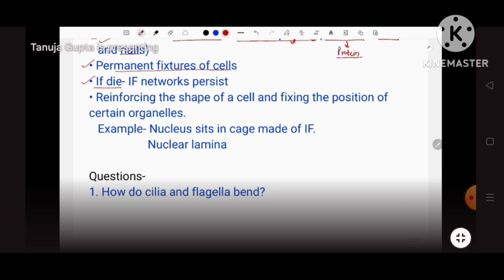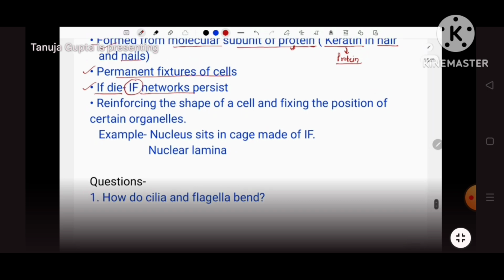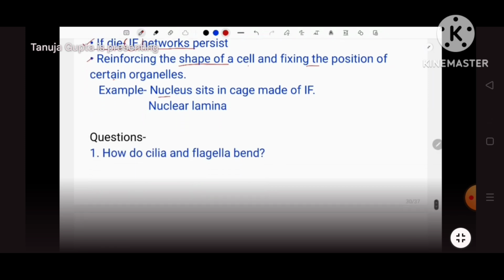So if an organism dies, its IF, that is intermediate filament, network still persists. It reinforces the shape of the cell, maintains the shape of the cell, and fixes the position of certain organelles. Basically it is a fixer, which fixes the cell at its place, and even when the cell dies, it never vanishes, it persists. For example, the nucleus sits in a cage made of IF.